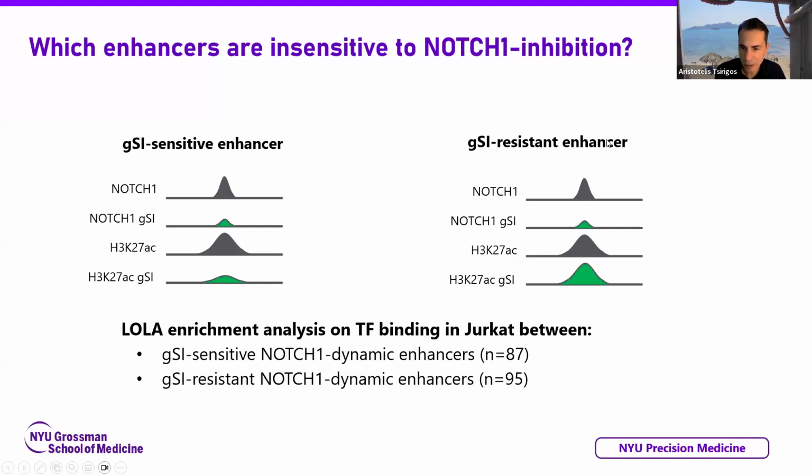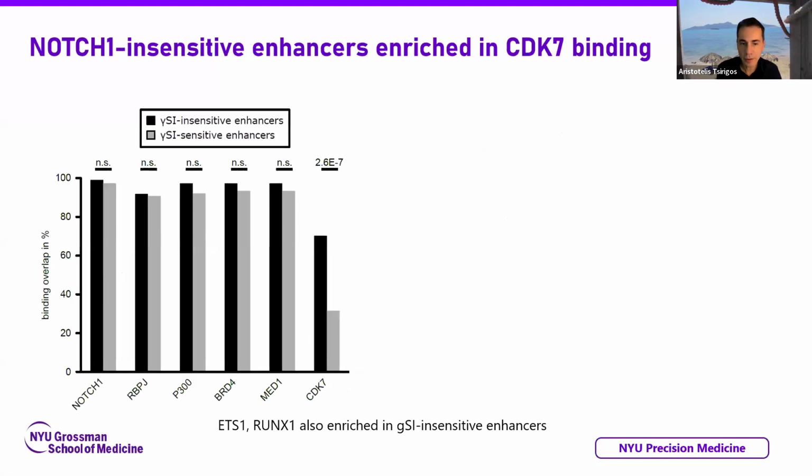And then another class of enhancers, which was the resistant class of enhancers, those that despite the fact that you lose Notch binding, enhancer activity remains stable. So what we did next was to ask which chromatin binding factors are enriched in the resistant group. And you will see that many, many factors were not enriched, perhaps some of them surprisingly. Even BRD4 was not specifically enriched in the resistant group. But it became clear that CDK7 was greatly enriched.